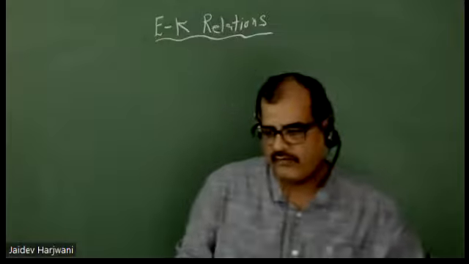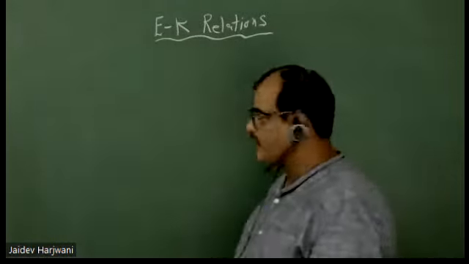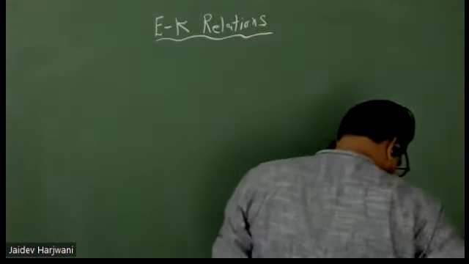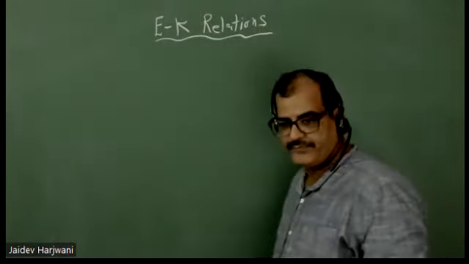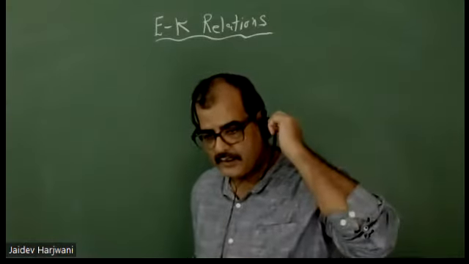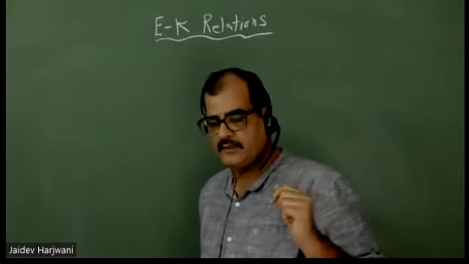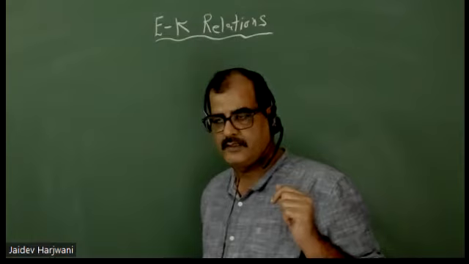Now today what we are going to see is the E-k relations. Previous day, we saw that on increasing alpha A, the bands get wider.